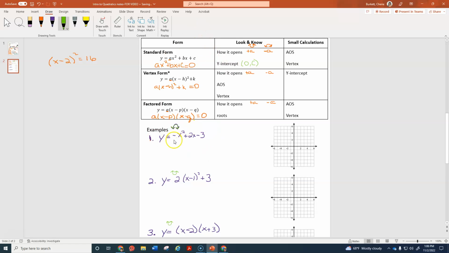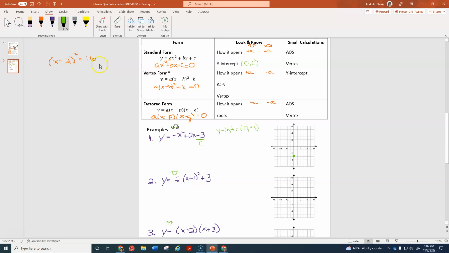So on this example down here, since this is the standard form, I can look at this and see what the y-intercept is. This number is my C. So I know my y-intercept. My y-intercept is going to be the point 0, -3. And if you're plotting that, and you should, then we know that my y-intercept is going to be right there at 0, -3.